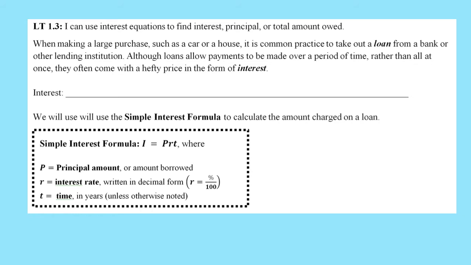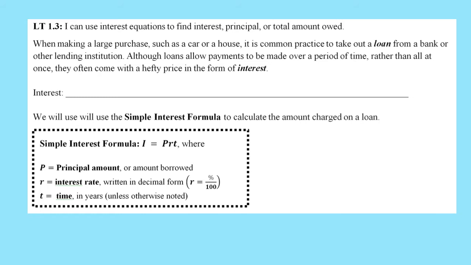So as I said, this new topic is all about percents. And the first part we're going to talk about is interest. That's a very, very common percent: what are you paying on a loan? Whenever you make a large purchase, such as a car or a house, or college, it's common that you take out a loan from the bank or a different kind of lending institution. It could be the government or things like that.